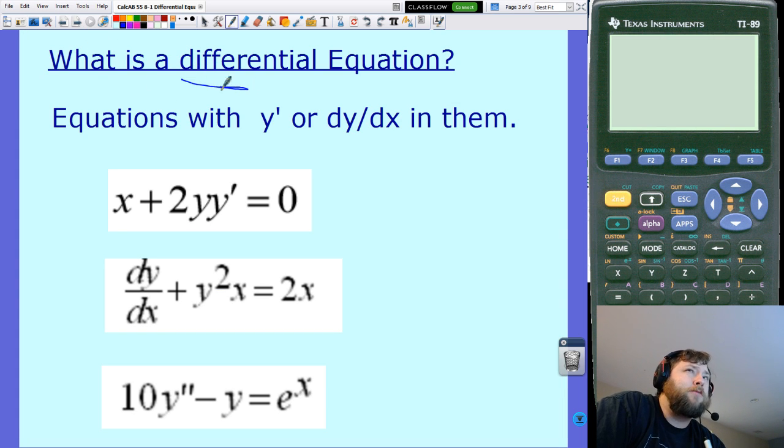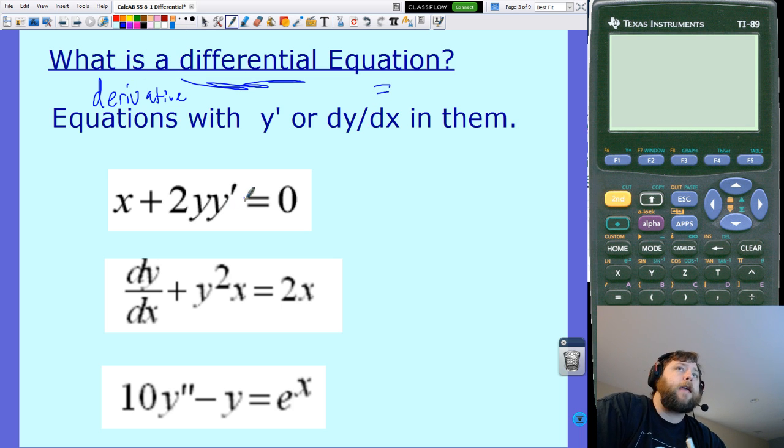Well, you might have seen this word before, differential, and it's related to doing a derivative. So differential equations are equations that have an equal sign and derivatives, so y primes or dy dx.